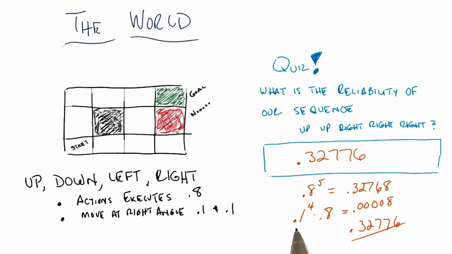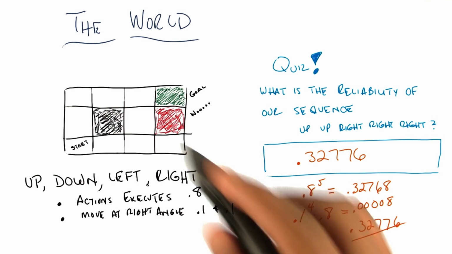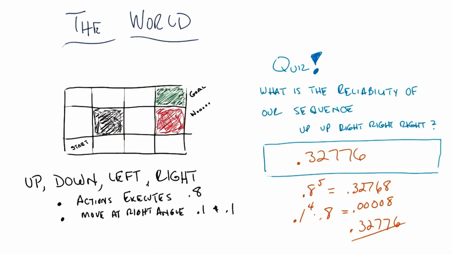And you'll notice that this sequence happens to work out to be the second sequence that we had as an option. Yeah, the other thing that took us to the goal. Right. Exactly the probability of executing that sequence of transitions given the first command.